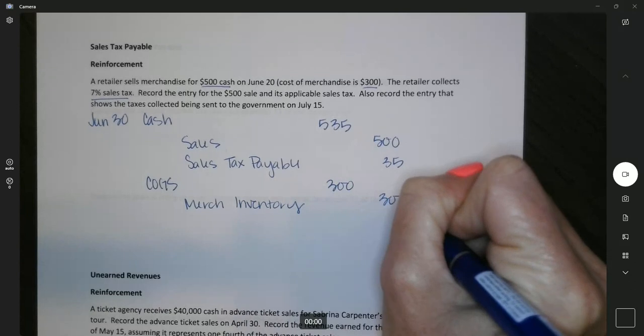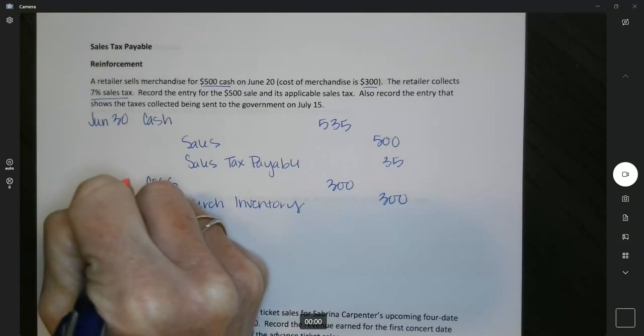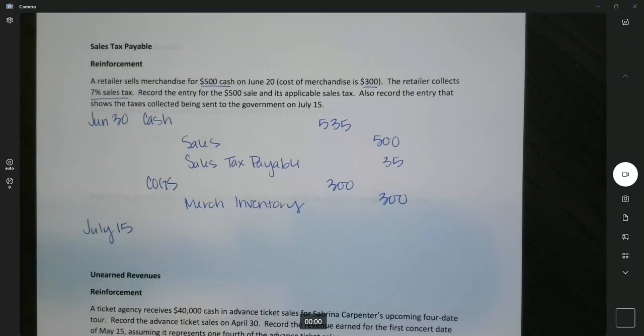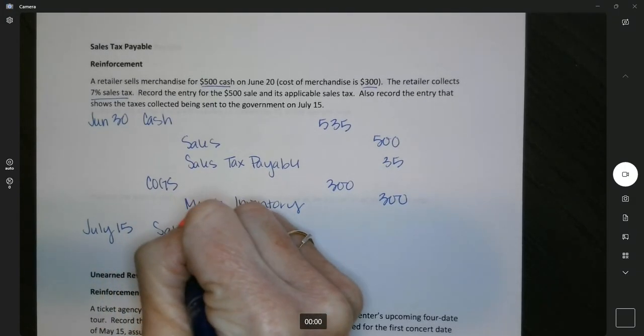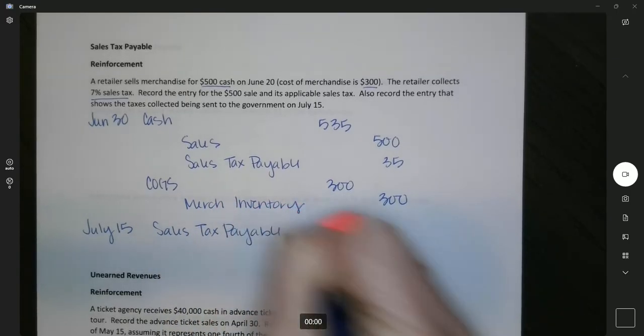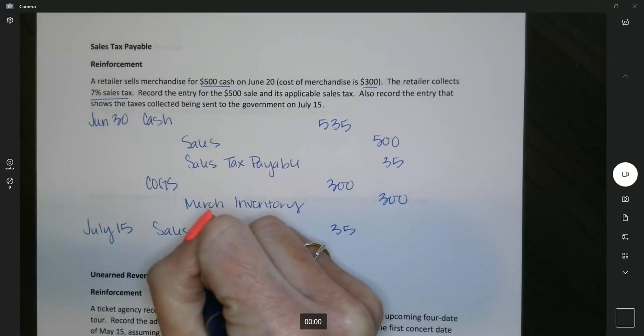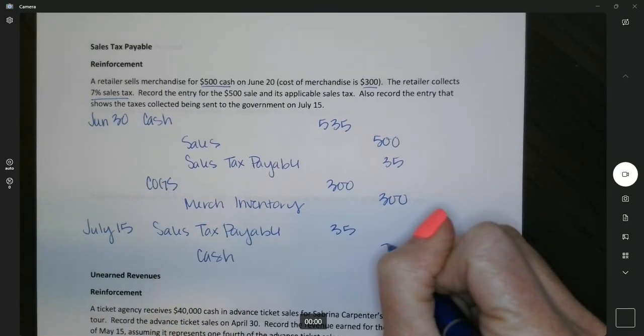for $300. Now on July 15th, when we pay the obligation for the sales tax payable, we're going to debit sales tax payable for $35, and we're going to credit cash for $35.